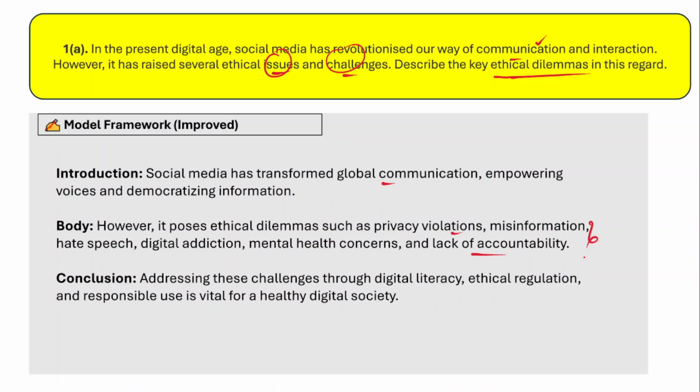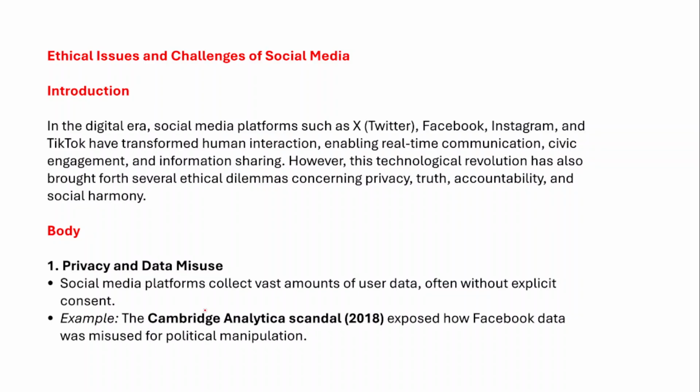And in the conclusion of this answer, you need to address how these challenges can be addressed. There is a need for comprehensive suggestions, and those suggestions can help address these ethical dilemmas. For example, digital literacy, increasing digital literacy is a means, and ethical regulation, responsible use. All these things are vital and important for a healthy digital society for a country like India. Right? So this is how you need to have a model framework for a particular answer. When you have a model framework, it provides you a decent structure.